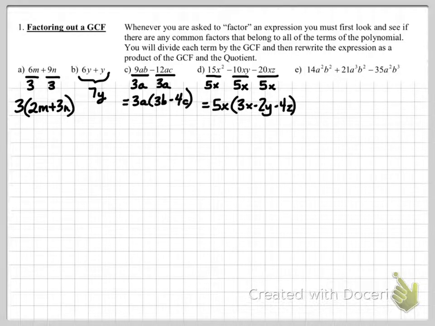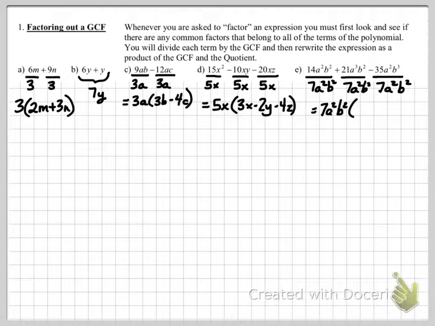And the last one, E. Divide 7 into both of these. I could divide an a squared into both of these, and I could divide a b squared into both of those. So my biggest or greatest common factor is 7a squared b squared. So there I have 7a squared b squared times the quotient, which would be 2 plus 3a minus 5b.